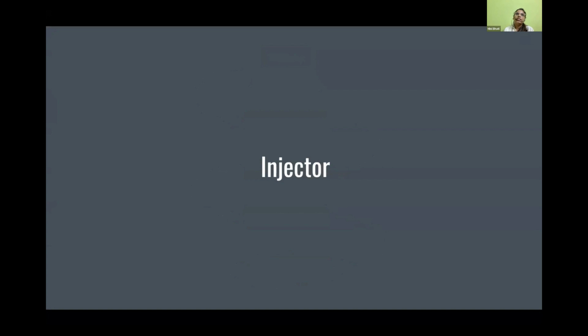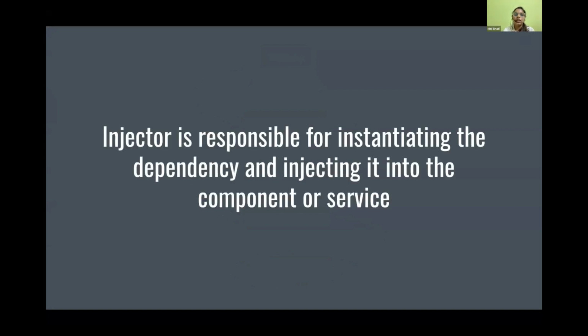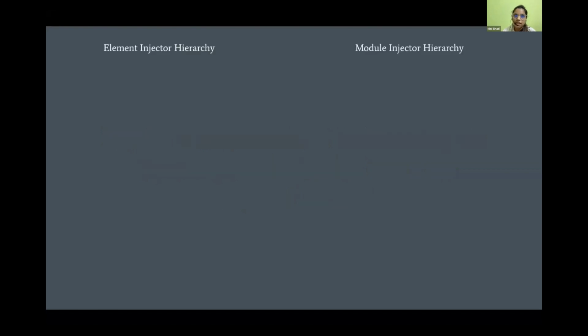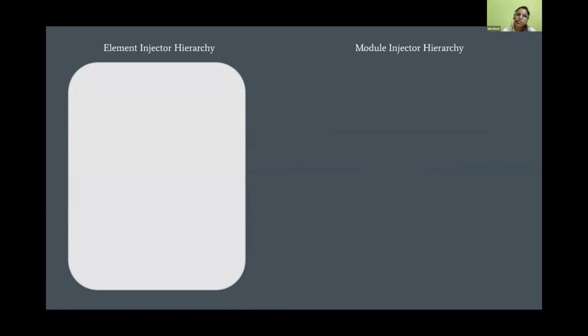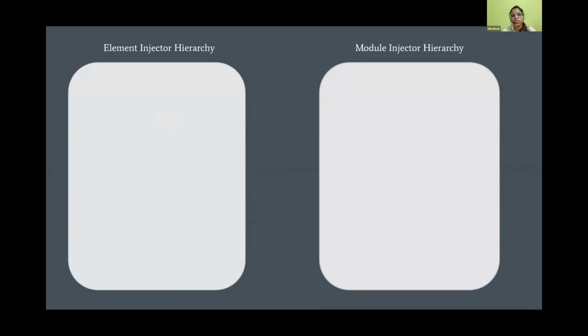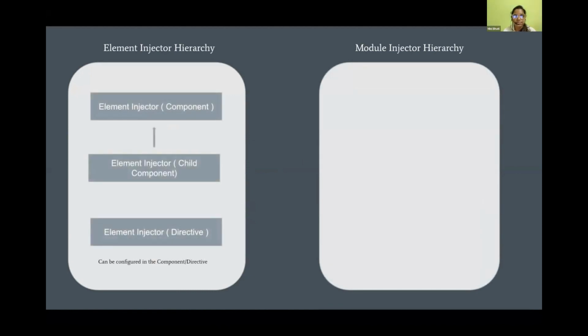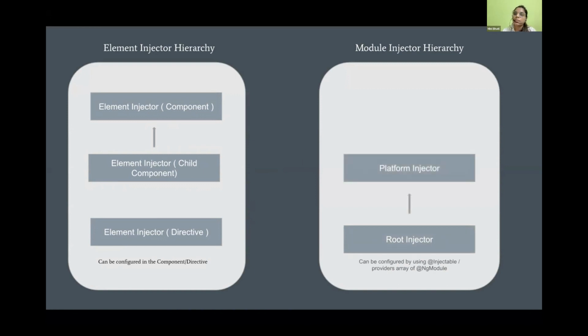Before that, I want you to understand one word: injector. What is an injector? An injector is basically responsible for instantiating the dependency and injecting it into the component or service. In other words, it is your go-to guy for anything you need for the component to run. Angular has two injector hierarchies. One is the element, one is the module. The element injector is injected at the component or the directive level, and the module has various levels. When I talk about the module injector hierarchy, the first one which comes is the root injector, then the platform injector, and then finally the null injector.